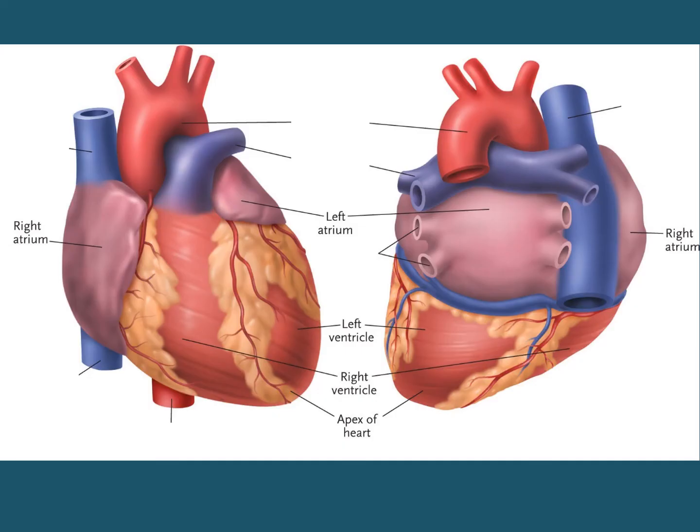This diagram shows the chambers of the heart. On the left, we have an anterior or front view of the heart. On the right is a posterior back view of the heart. You can see here on the left, the right atrium. This muscular part right here is the right ventricle. You can see a little bit of the left ventricle and left atrium on the front view of the heart. On the posterior view, though, you can see here's the left atrium and the left ventricle, and then the right atrium and the right ventricle.